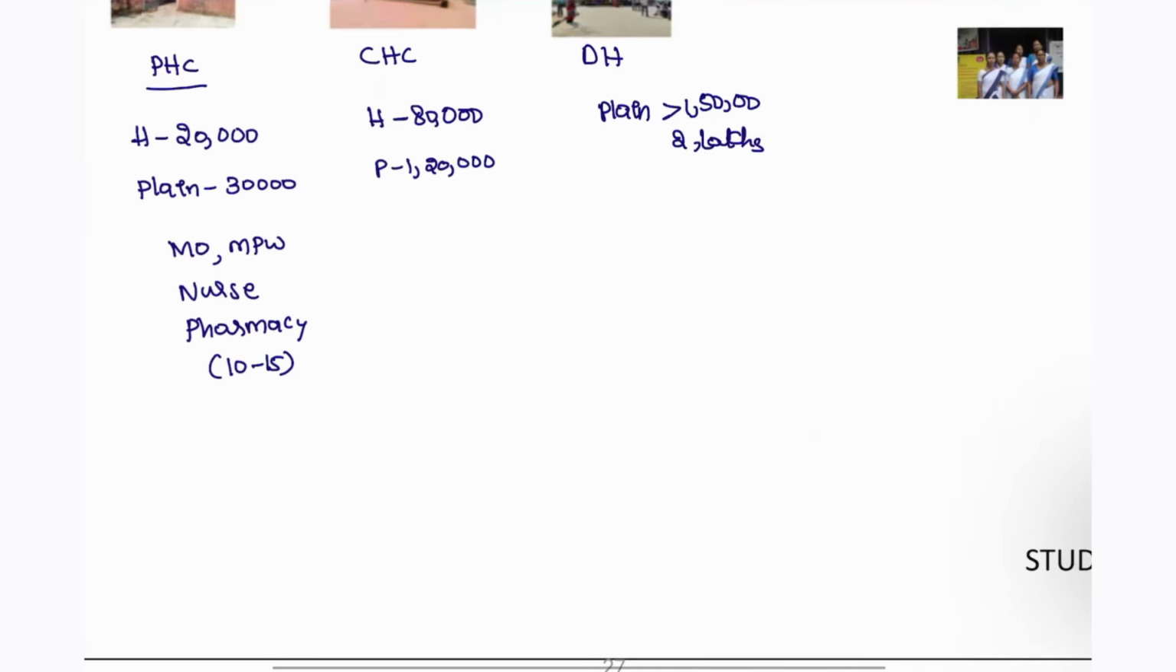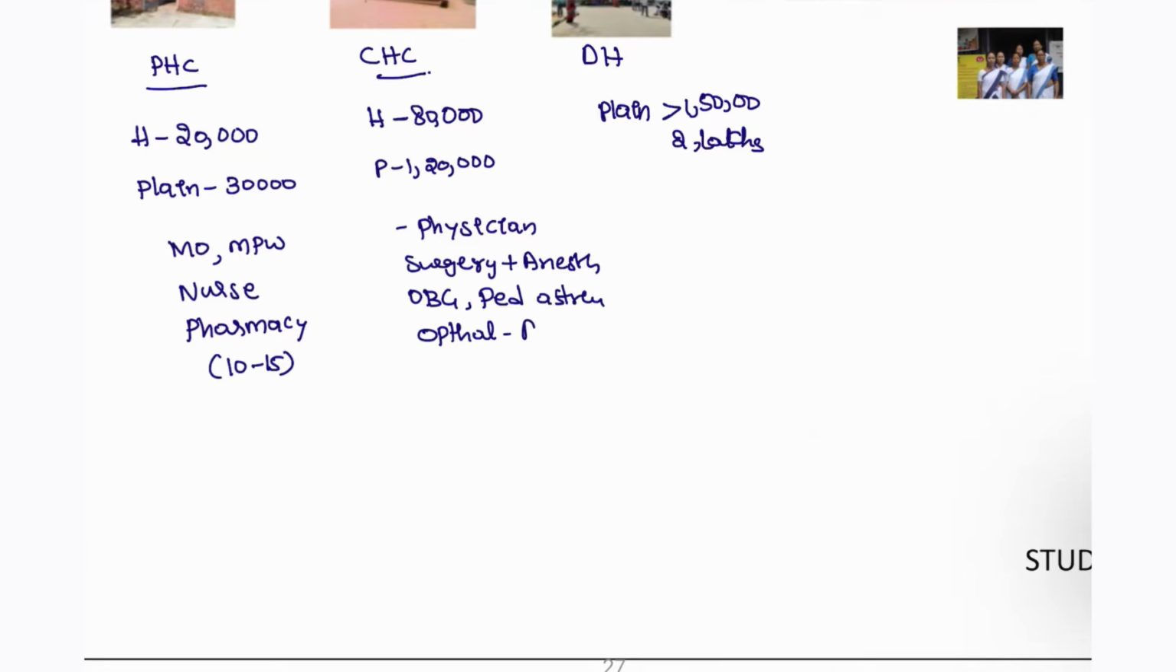Next, as for example, the CHC. In the CHC, you are going to have the specialists also. Physician will be seen. Surgery, and if surgery is seen, anesthesia will also be seen. Obstetrics and gynecology, and if the obstetrician-gynecologist is there, obviously a pediatrician will be present, and ophthalmology will also be seen. Along with them, pharmacy and lab technicians and also nursing. Around 40 staff will be seen here.